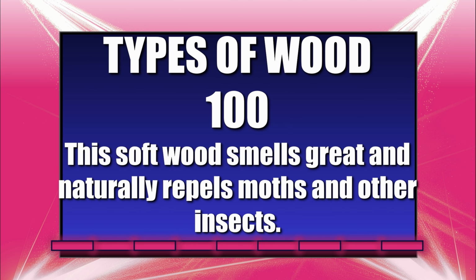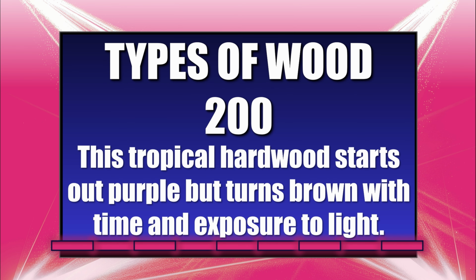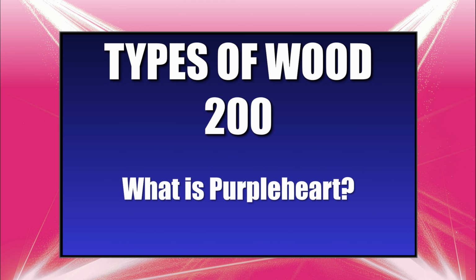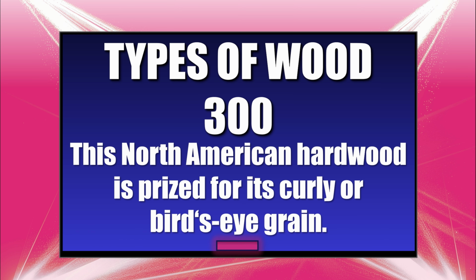Next category. Types of wood for 100. This softwood smells great and naturally repels moths and other insects. What is cedar? Types of wood for 200. This tropical hardwood starts out purple, but turns brown with time and exposure to light. What is purpleheart? Types of wood for 300. This North American hardwood is prized for its curly or bird's eye grain. What is maple?